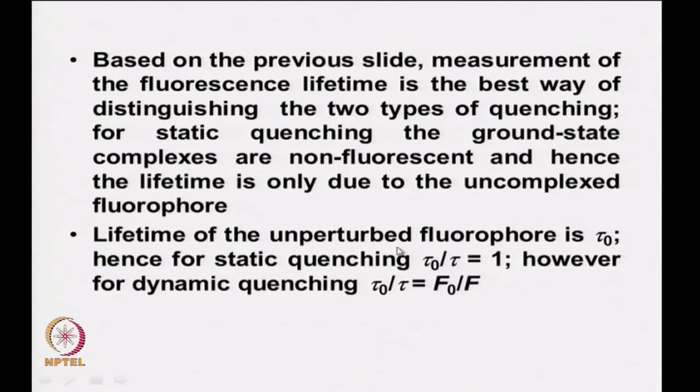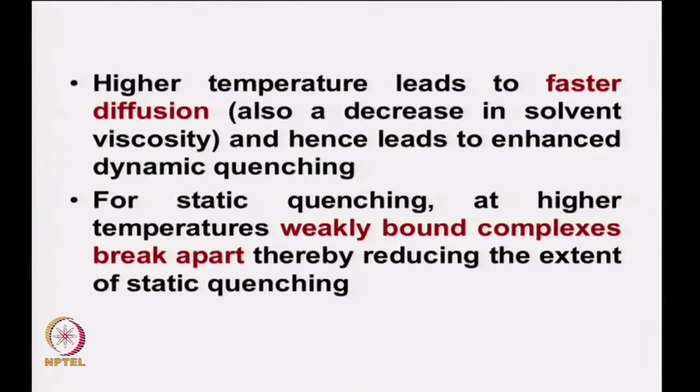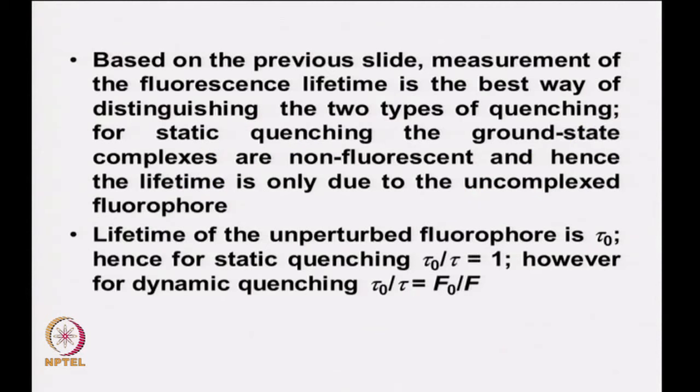Now, the lifetime of the unquenched fluorophore is tau 0, right. So let me go back. The lifetime of the unquenched fluorophore is tau 0, that is what we just said, and hence for static quenching, tau 0 by tau is always equal to 1, because the tau in the denominator is also tau 0, because you are only looking at uncomplexed fluorophore fluorescing.